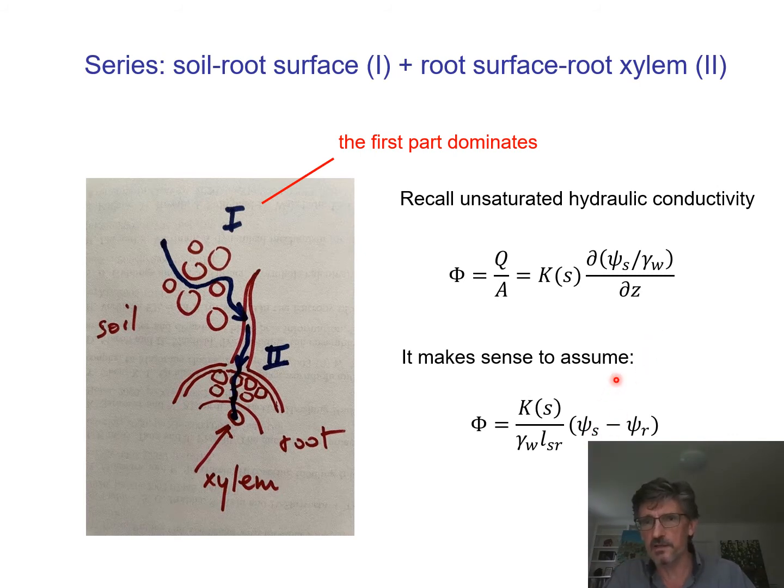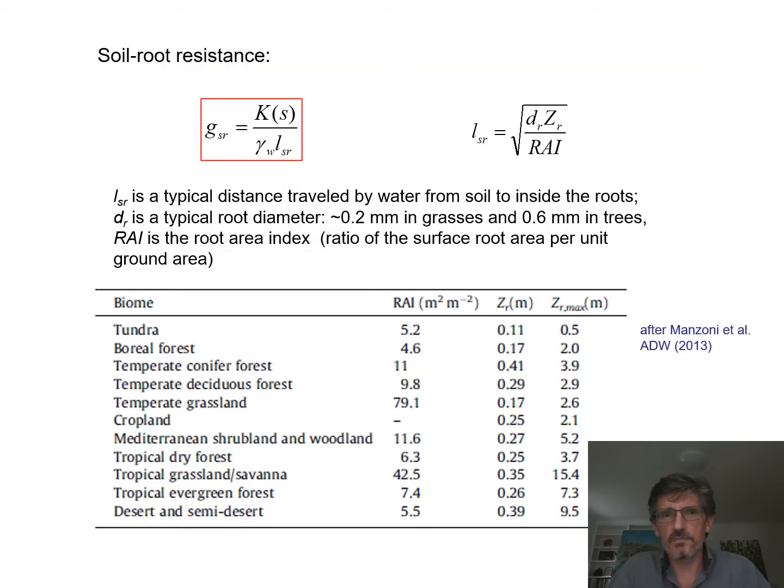derivative and say that there is a gradient of psi S that we had at the beginning here, a representative psi in the soil versus a representative psi in the root. So this is the gradient driving the flow, divided by, and we need to integrate over length. And the length that really offers resistance is this one, which we call L, between the soil and the root. It's a typical distance, as we say here, traveled by water from the soil to inside the roots.